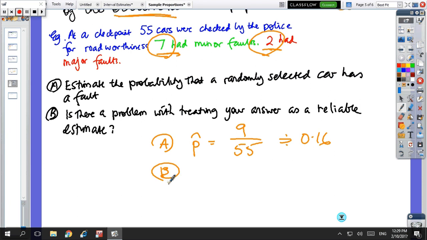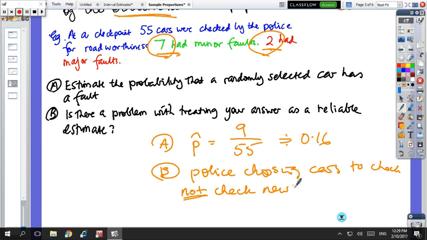But what's the problem with the way you did it is that the police were choosing cars to check, and they're not going to check new cars or cars that look new. They'll only pick the dodgy ones, or they'll pick cars with young drivers and things like that. So it's a bit dodgy in that the cars were selected at a checkpoint, where they wave some people through and they pull other people in. That's the reason it's not really reliable. It's saying that 16% of cars have a defect, but it's 16% of the cars that were picked by the police as being possible defects.